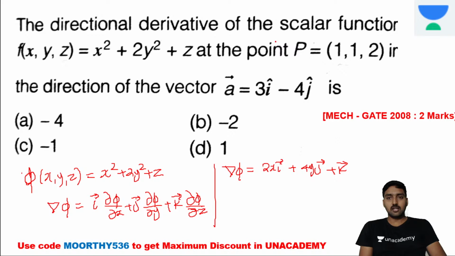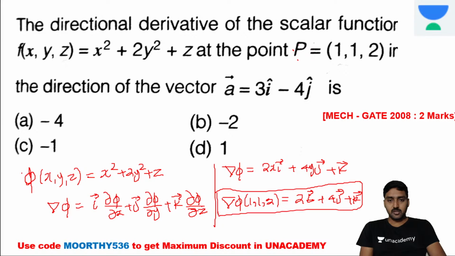Now substitute the value. The directional derivative at the point we need to identify, so del pi of 1 comma 1 comma 2. What will be the del pi of 1 comma 1 comma 2? What about the value? It's 2i vector plus 4j vector plus k vector. It's del pi, right? Now what will be the a vector? Here the a vector is given in the question itself.